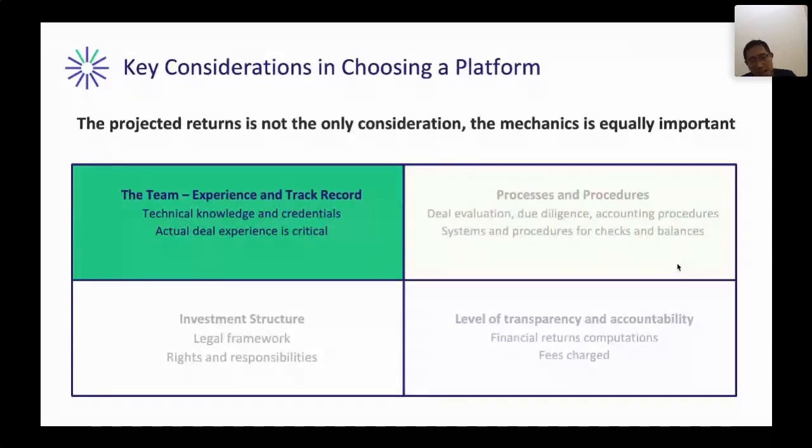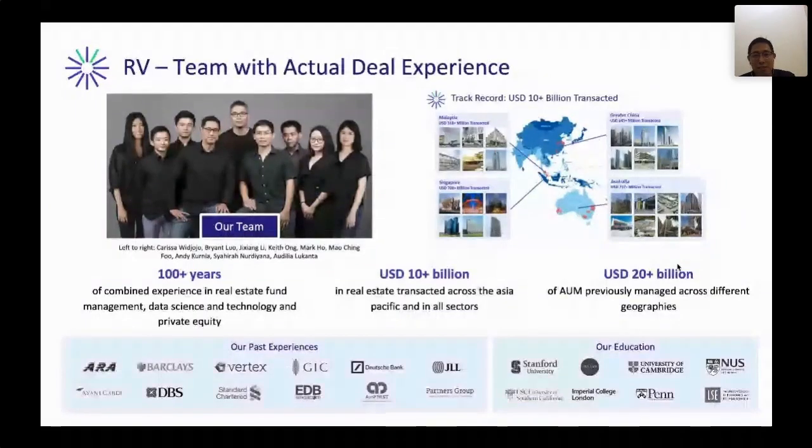So I have to say something about RealVantage. Next slide, please. Okay, for us at RealVantage, we have a combined experience of close to 100 years in real estate fund management, data science, and technology. On the real estate side, as a team, we have transacted in more than 10 billion real estate projects globally and across various sectors: residential, office, commercial, industrial.